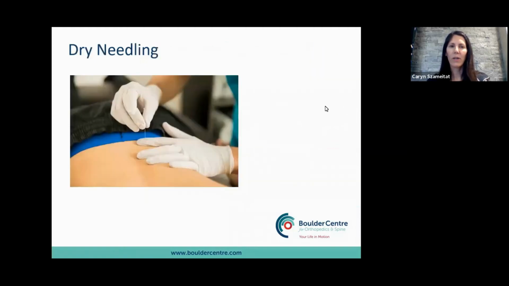All right, next category is going to be dry needling. Dry needling is the use of a fine filament needle that's inserted into the muscle. The goal of this treatment is to improve the neuromuscular connection and improve the resting tone of the muscles. There is moderate evidence to show that dry needling is going to reduce the intensity of the pain you're experiencing. So again, it's one of those treatments that's going to be good to be combined with some of these more active treatments.